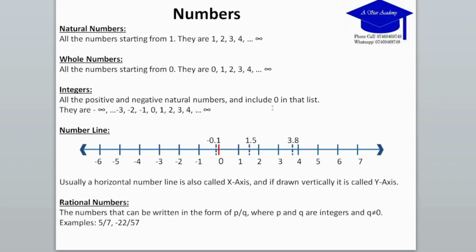Now, what are rational numbers? Any numbers that can be written in the form of p by q are called rational numbers. Here p and q are integers, and q should not be equal to 0, because if it is 0 then the number won't exist. So examples are 5 by 7 and -22 by 57. We can keep writing whatever we want, just that the denominator should not be 0. So these are some of the numbers.